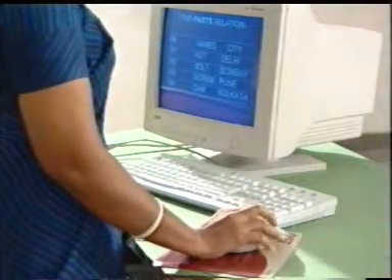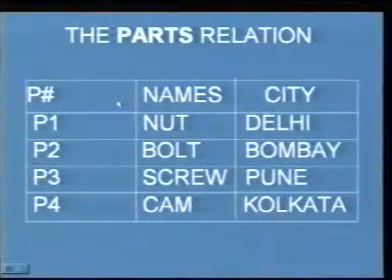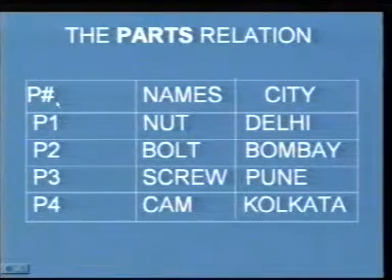Let us understand the concept of atomic values with this example. This is an example of parts relation. It consists of three attributes: part number, part names, and the city. All the values of part number, names, and city are non-decomposable values. That means you cannot divide nor decompose these values further. That's why these values are known as atomic values.